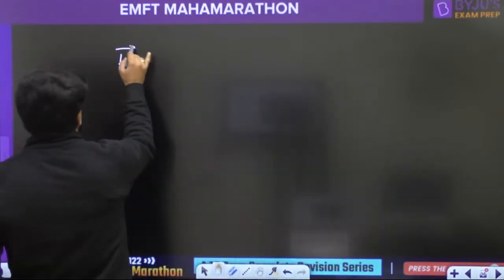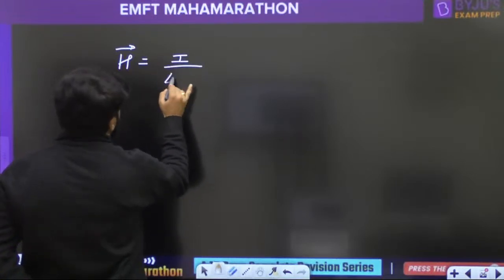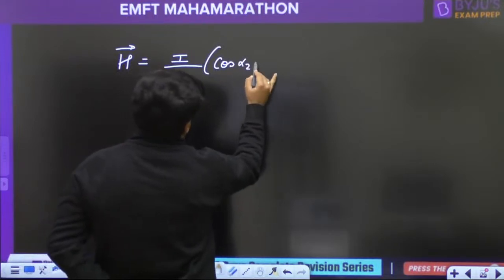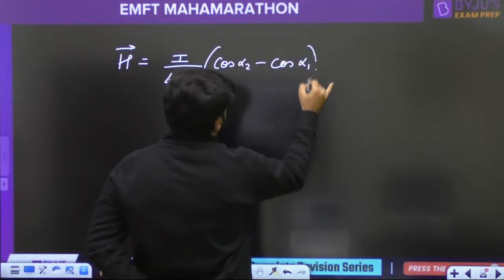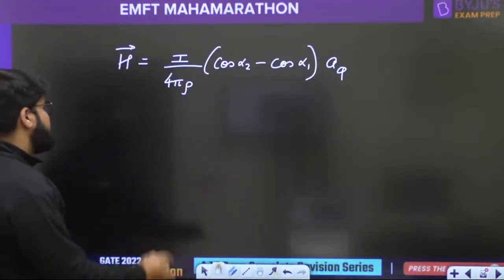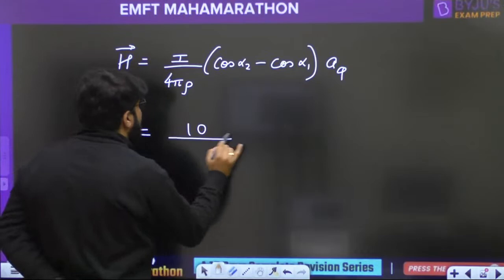What is the magnetic field formula? Sir, it is I divided by 4 pi rho, cos of alpha 2 minus cos of alpha 1, A phi. How to calculate A phi? We will find that also. What is the current? 10. Let us put the values.